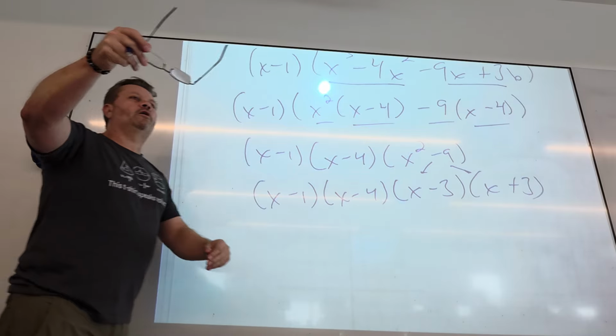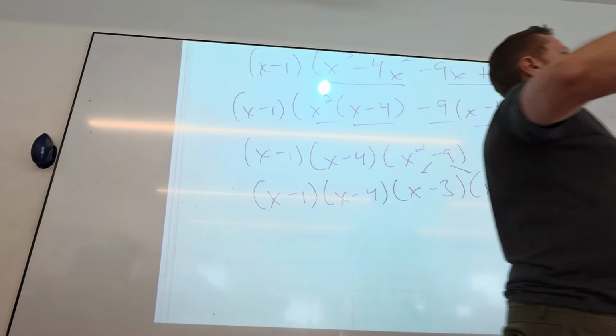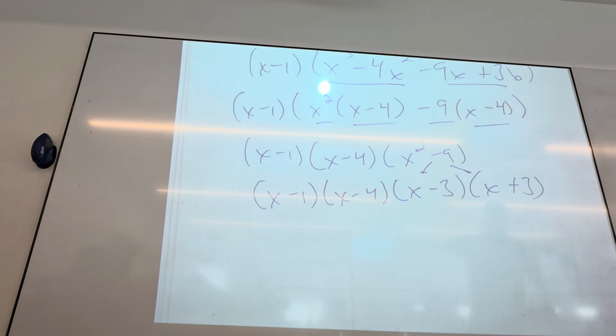So can somebody tell me all of the roots? 1, 4, 3. Yeah, those are only x values of the roots. So the x-intercepts would be 1, 0, 4, 0, 3, 0, and negative 3, 0. Is everybody roughly with me? Roughly? Sort of? Okay, maybe.